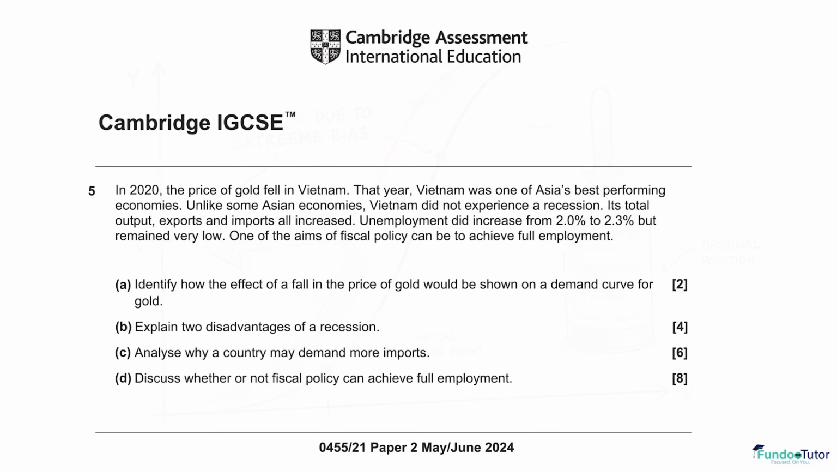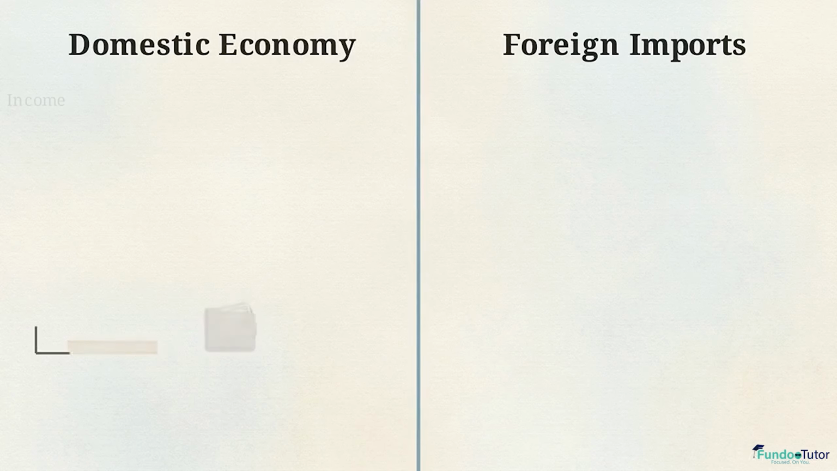Look at this abstract flow model. The 2024 paper takes the exact microeconomic logic we just practiced and scales it up to macro international trade, asking why an entire country might suddenly demand more imports. The answer starts with domestic incomes.